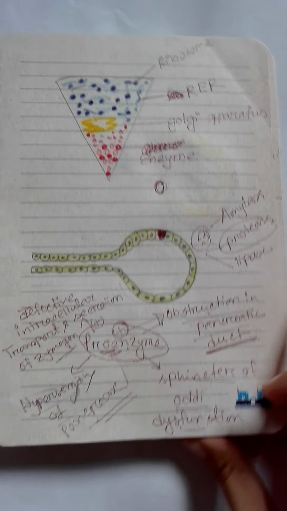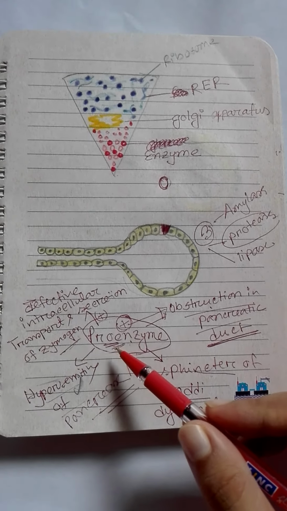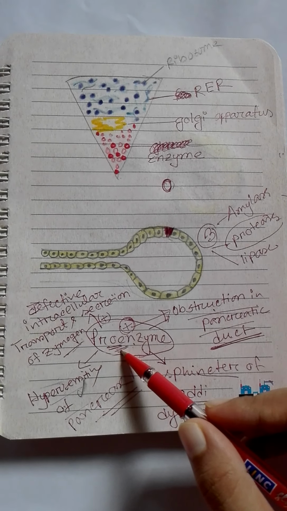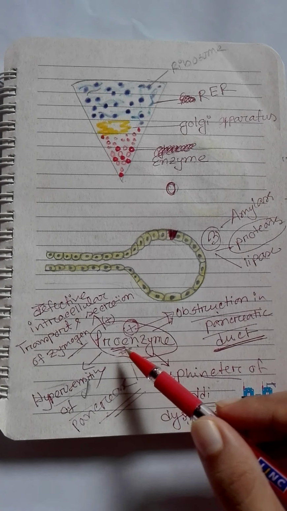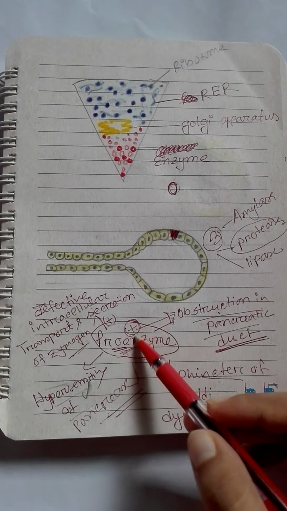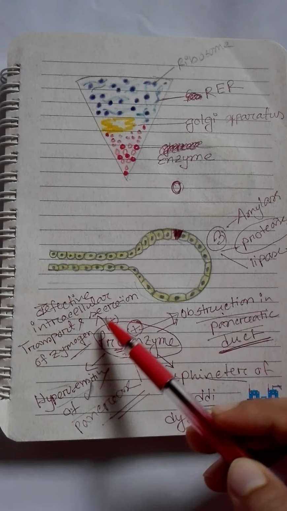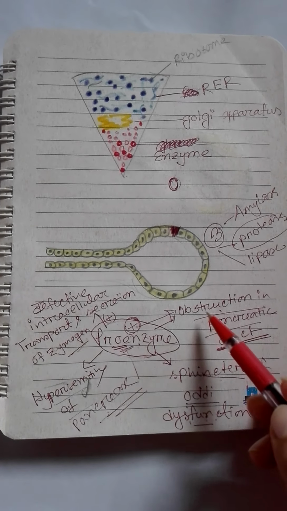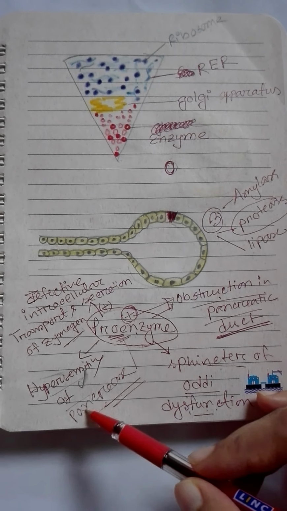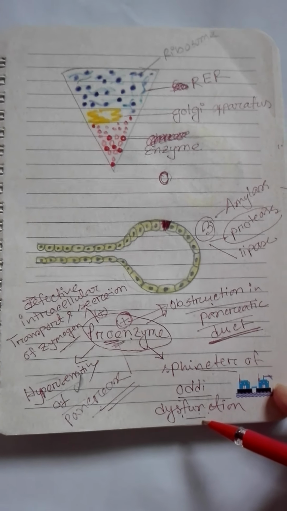Now we discuss the pathophysiology of acute pancreatitis. Proenzyme stimulation is one of the causes of activated proteolytic enzymes that cause acute pancreatitis. Now we discuss how proenzyme is stimulated. It is stimulated by four causes. One is defective intracellular transport and secretion of zymogen. Second is obstruction of the pancreatic duct, and then hypersensitivity of the pancreas and sphincter of Oddi dysfunction.